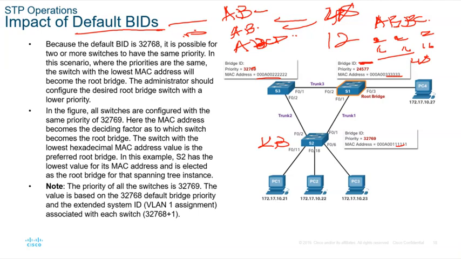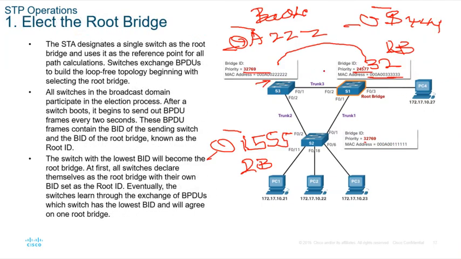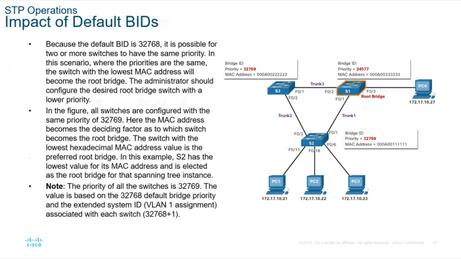So the impact of default BID, you will not see this unless you do your own personal readings, where all information is the same: 32,768, 32,768, 32,768. If it's the same, you consider all this. In the previous one, as you can see, we elect the root bridge, but this has the lower priority. So if the priority is least, then automatically it's the one to take over.